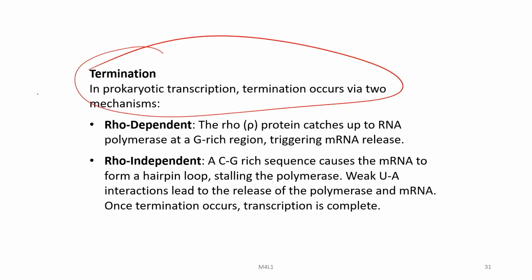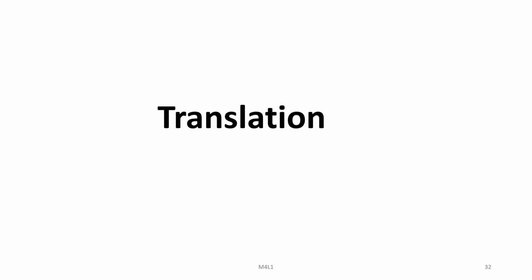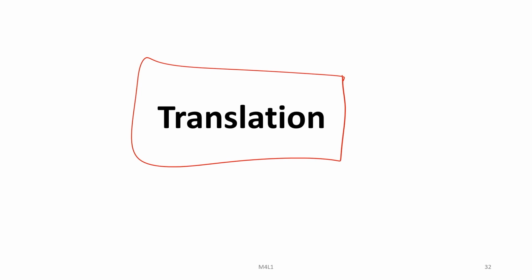After the elongation process comes the termination. In prokaryotic transcription, termination occurs via two mechanisms. One is known as the rho dependent mechanism, another is the rho independent mechanism. The rho protein catches up to RNA polymerase at a C-rich region, triggering mRNA release. In the rho independent method, a GC-rich sequence causes the mRNA to form a hairpin loop, stalling the polymerase. Weak UA interactions lead to the release of the polymerase and mRNA. Once termination occurs, transcription is complete. Now, let us study another important process, translation.